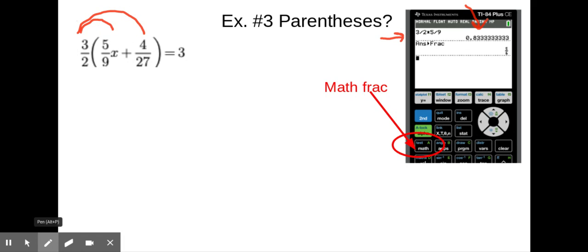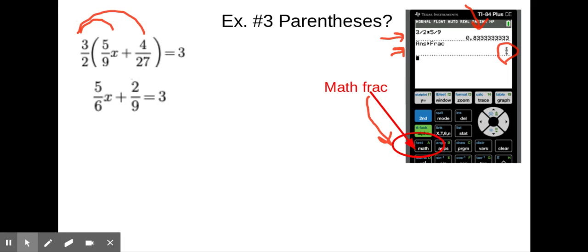So we have this feature on this graphing calculator called Math Frac. The Math button is right here under this green button. If you hit that Math button, you'll get a menu. That first option is Math Frac. If you hit that, it'll ask you if you want your answer as a fraction. Hit enter again, and there you have it.